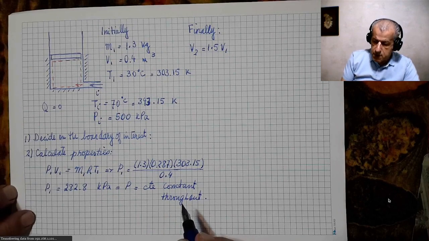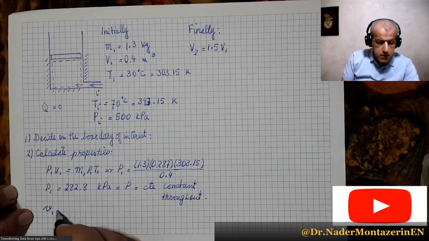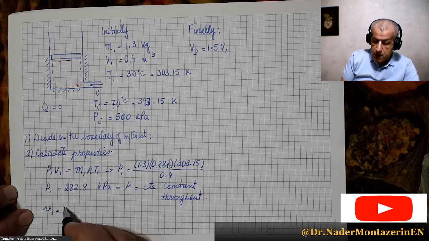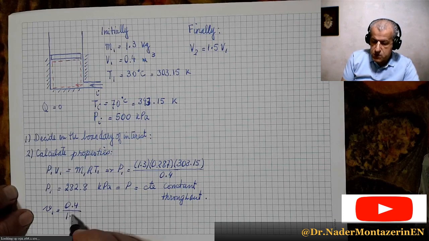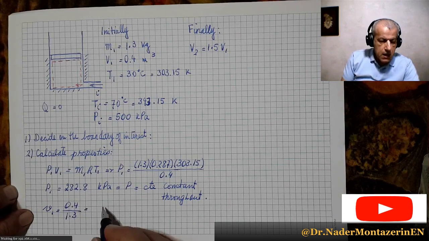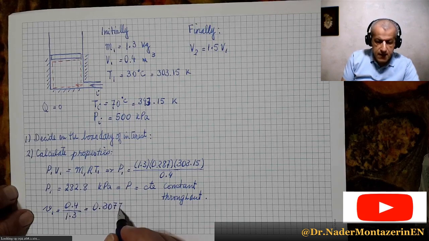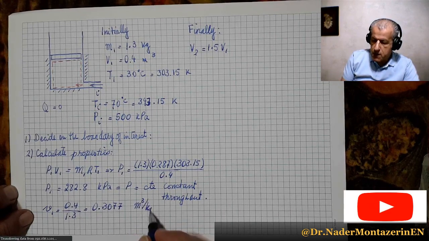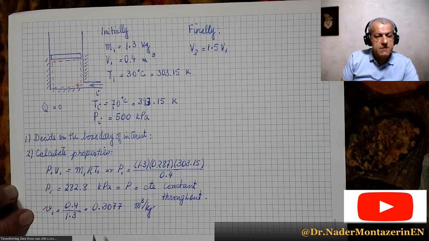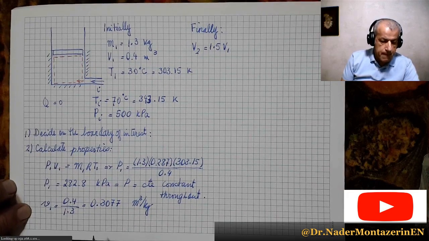We are also able to calculate a specific volume. v1 equals volume, which is 0.4, divided by mass, which is 1.3, and that would equal 0.3077 cubic meters per kilogram. This is the specific volume at initial condition.